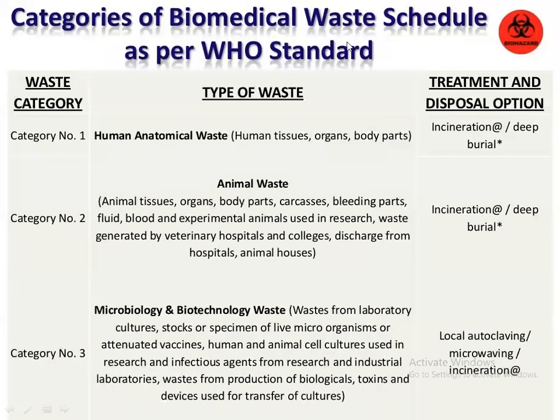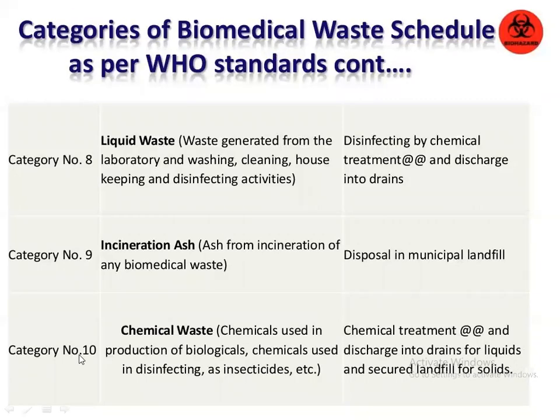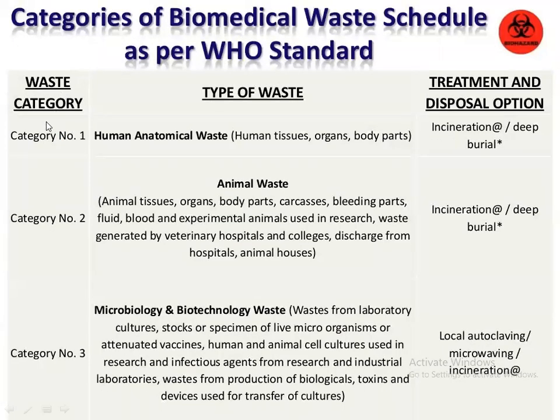The categories of biomedical waste, which are specified by WHO, World Health Organization. Here the categories are given according to WHO standard. Biomedical waste schedule. In this, there are 10 categories given. The waste category is given in the left column, in the second column the type of waste is given, and in the third column the treatment and disposal option is given.